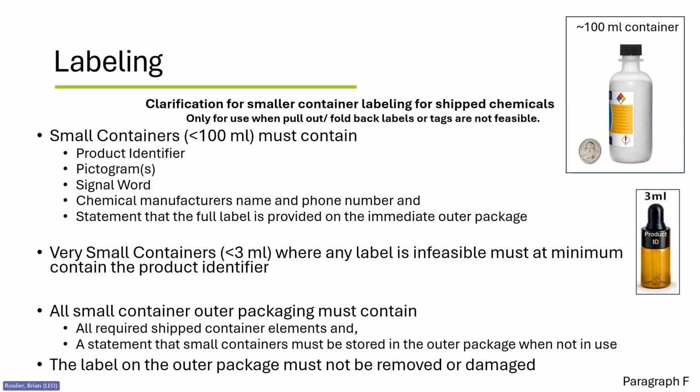For containers with a capacity of less than 3 milliliters, where any label is infeasible, at minimum must be the product identifier on the container. The outer package, which holds the small containers, must contain all the required label elements of a shipped container and a statement that small containers must be stored in the outer packaging when not in use. As with all labels, the outer packaging labeling must not be removed or damaged.